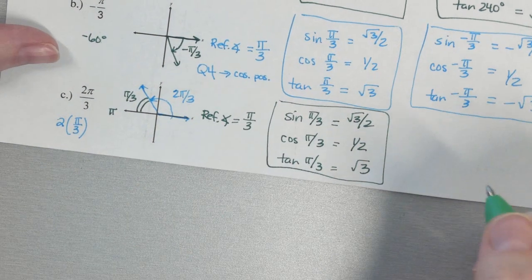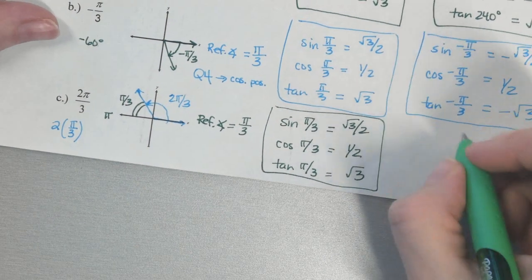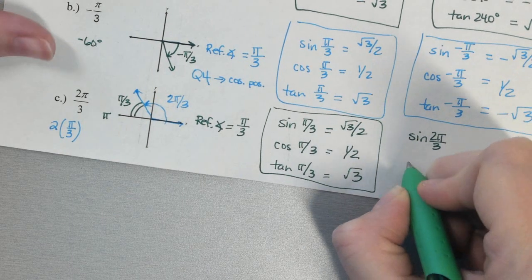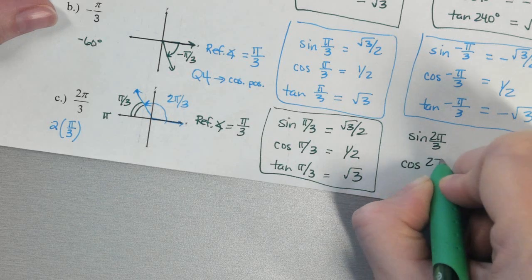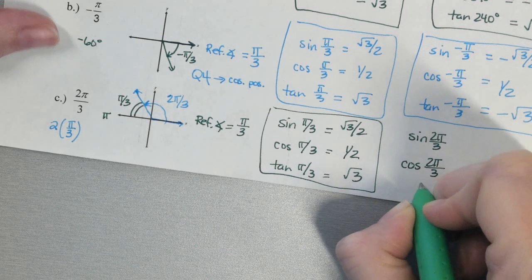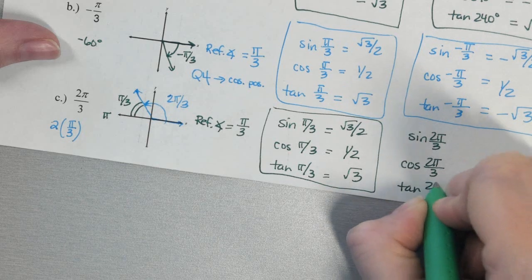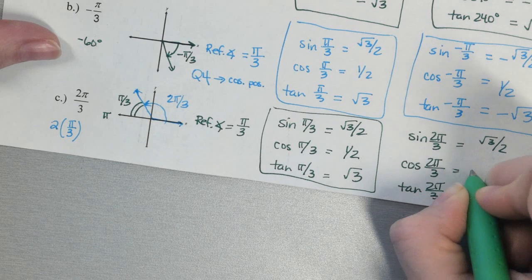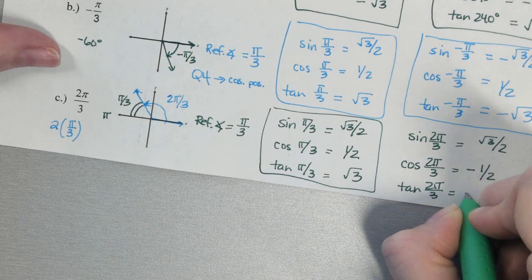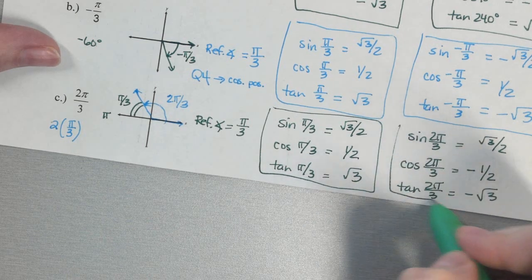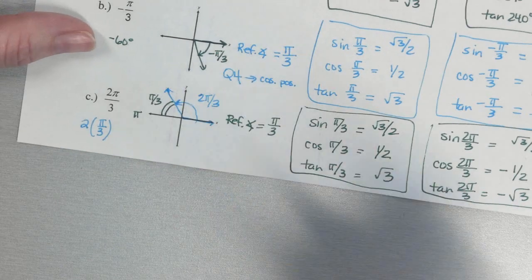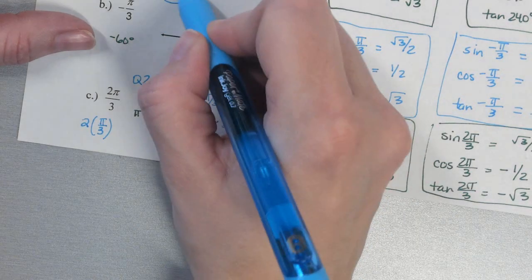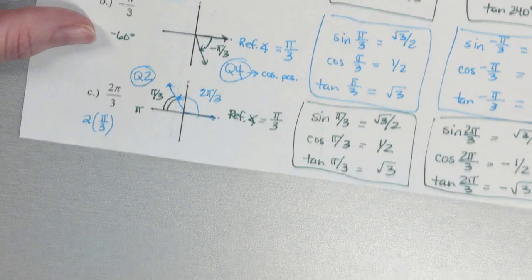And then the last thing we're going to do is adjust. So what quadrant did we end up in? We ended up in quadrant 2. So if we use our All Students Take Classes, what is positive in quadrant 2? Great. So sine stays the same. Cosine will change to negative. Tangent will change to negative. So we ended up in Q2, and we always adjust for that quadrant at the end.